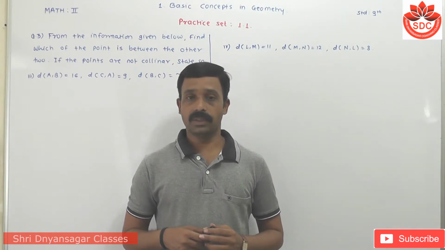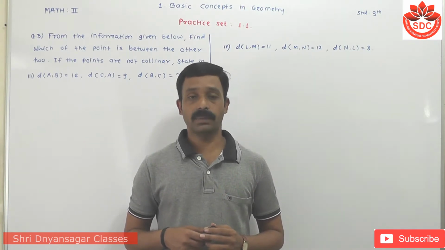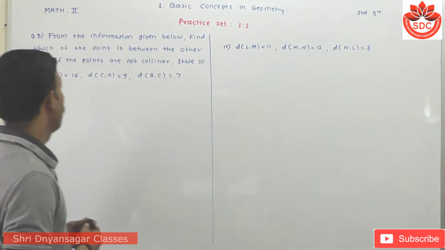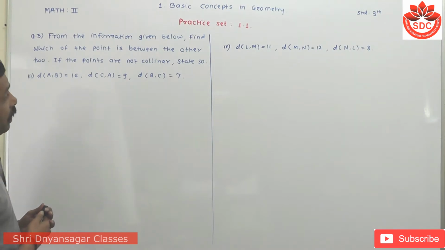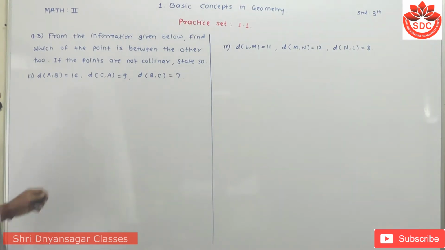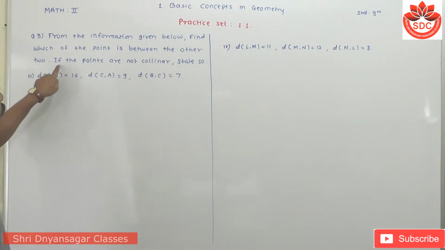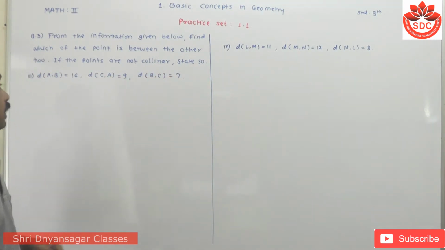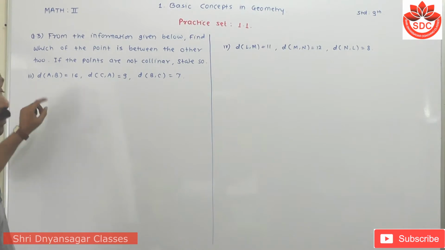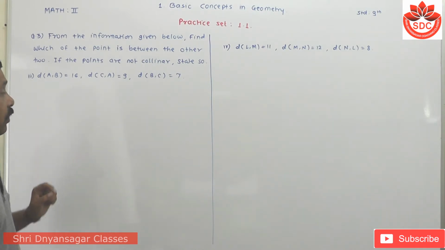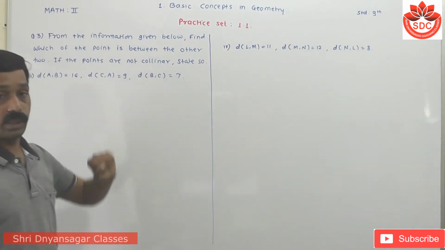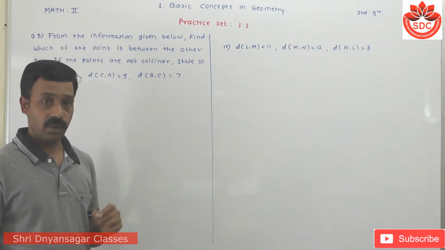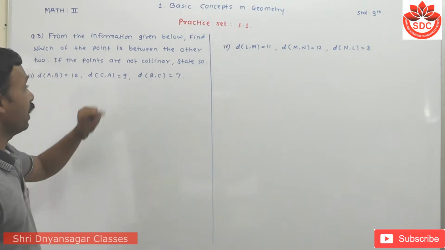Basic concepts in geometry of mathematics, part 2. The third question is: from the information given below, find which of the points is between the other two. If the points are not collinear, state so. Students, we already discussed the first and second sub-questions in the earlier lecture. Now we take the third and fourth ones, and sub-questions 5 and 6 are for your homework.